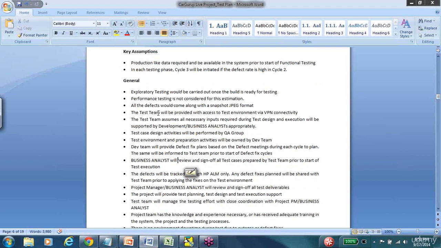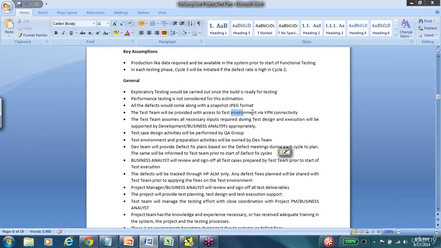Next comes the general assumptions. It says performance exploratory testing will be carried out once the build is ready for testing. The next thing it says is performance testing is not considered for this estimation. And then all defects would have a JPEG snapshot. The team will have test environment via VPN connectivity.